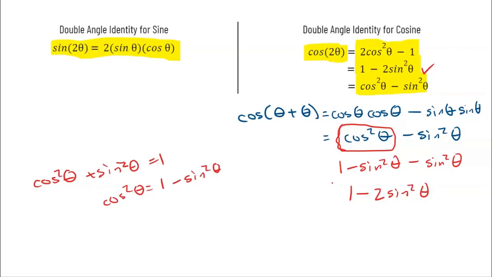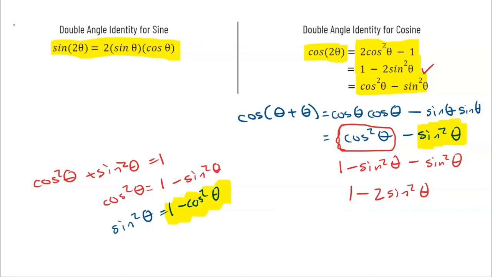Now, what about the first formula? Well, I'm just going to do something very, very similar. Instead of subtracting the sine squared over, I'm going to subtract the cosine squared over, and I know that sine squared of theta equals 1 minus cosine squared of theta. It's just a manipulation of the Pythagorean identity. So this time, I'm going to replace sine squared of theta with 1 minus cosine squared.